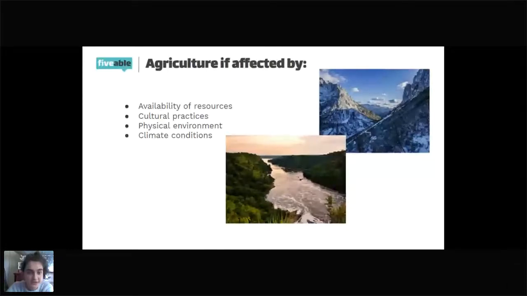Physical environment, I don't think we covered that. Physical environment would be an example of the two pictures on the slides. I have a picture of the Euphrates River and a picture of the Alps Mountains, right? Obviously, you're not gonna cultivate plants and rear animals on rocky mountains, because it just doesn't make sense. It's not gonna be successful.